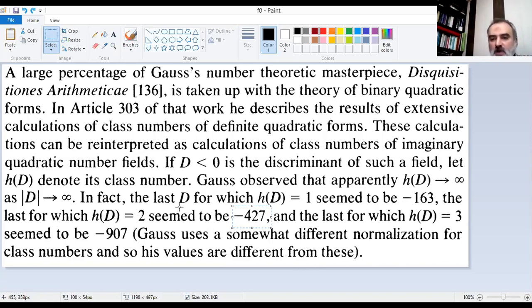So on the face of it, the problem is divided into two parts. One is that, if the absolute value of d goes to infinity, whether h of d goes to infinity or not. In other words, for any given number, there are only finitely many imaginary quadratic fields of that class number. Then the second problem is how to effectively compute this. For example, if you know that there are finitely many imaginary quadratic fields of class number 1, then the second problem is just to list them.